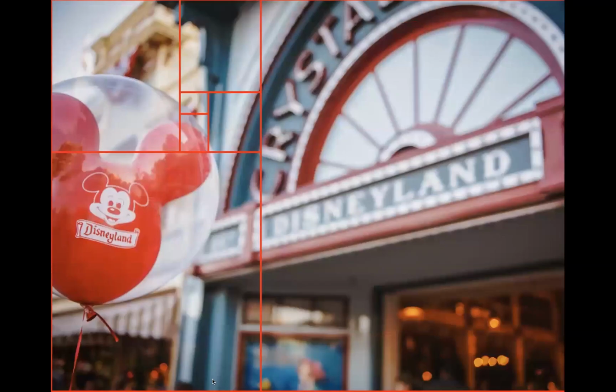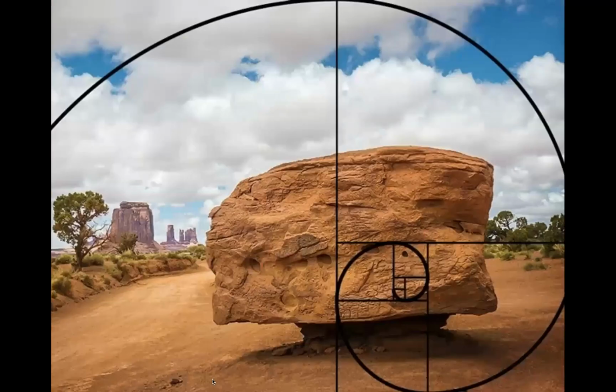Same concept here, another picture I took at Disneyland. Sorry for that. I do a lot of study at Disneyland. But you can see that that golden mean is turned around and it hits right around where the balloon is. It doesn't have to be exact, but it gives you the idea of where you should place your subject. Similarly, again, here is a rock in a national park. It's a monument. It's right on that spiral.